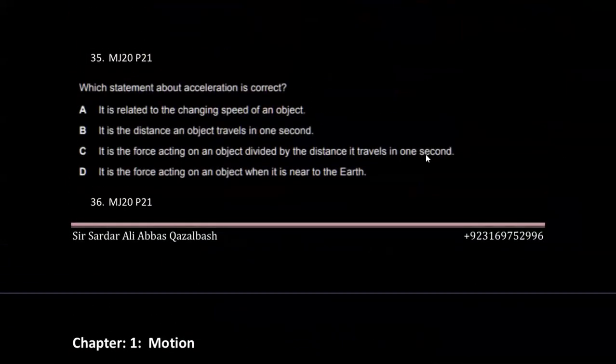And then 35. Which statement about acceleration is correct? It is related to changing speed of an object. It is the distance an object travels in 1 second. It is the force acting on the object divided by and so on. The answer is A. It is related to the changing speed of an object.